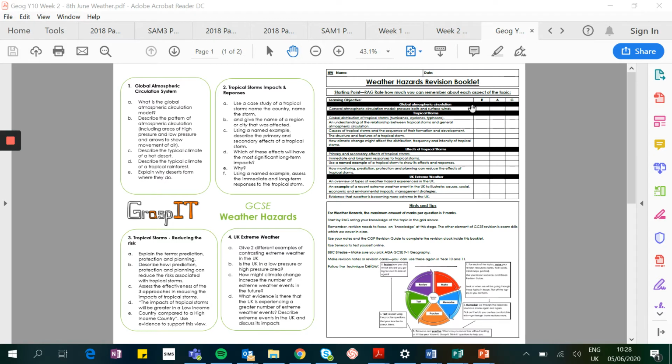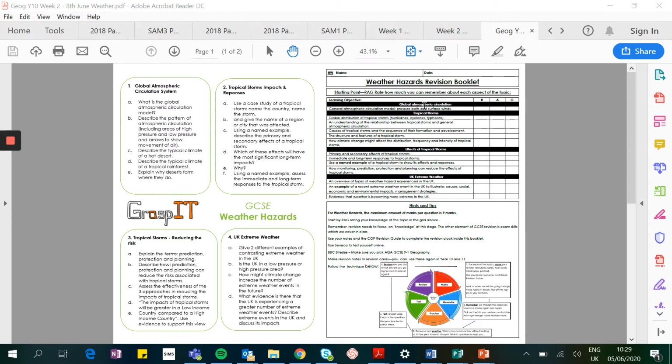And what you need to do first of all is read what it says here and just decide to yourself, how much of that do I remember? If I was to write down all the things I could remember about the global atmospheric circulation model, would I be able to do that? And if the answer is no, if you can't remember anything about it, then tick red. If it's amber, if you can remember little bits about it, or if you can remember lots about it, then tick green. And the idea of that is to make sure that you target your revision ready for next year as to which bits you really need to focus on.